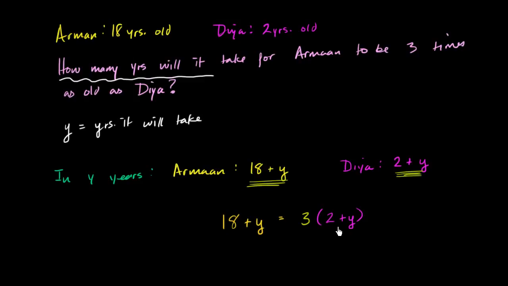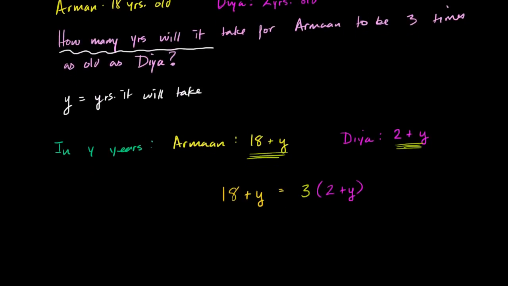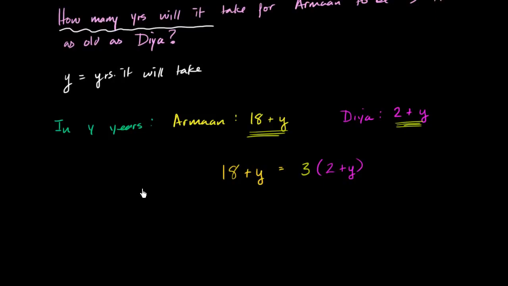So we've set up our equation. Now we can just solve it. So let's take this step by step. On the left-hand side, I still have 18 plus y. And on the right-hand side, I can distribute this 3. So 3 times 2 is 6. 3 times y is 3y. 6 plus 3y. And then it's always nice to get all of our constants on one side of the equation, all of our variables on the other side of the equation.